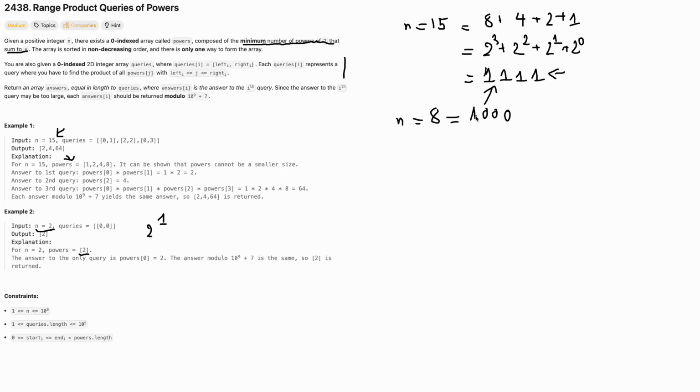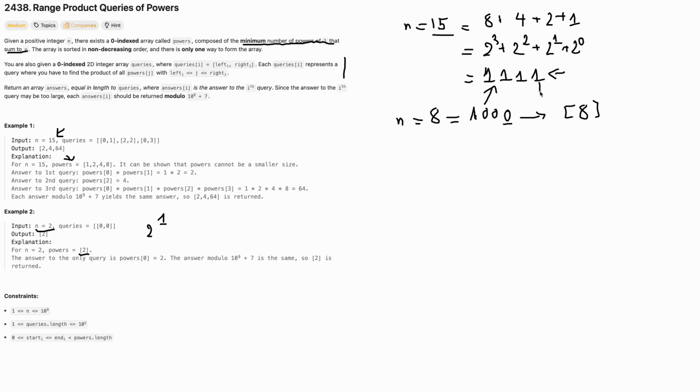Based on the bit representation, for the 15, I will put all of the numbers whose bit position at that index is equal to 1. For example, here we have the 0th, the first, the second, and up to the third position, all with bit 1. That is the reason why I construct the powers array with 8 included.